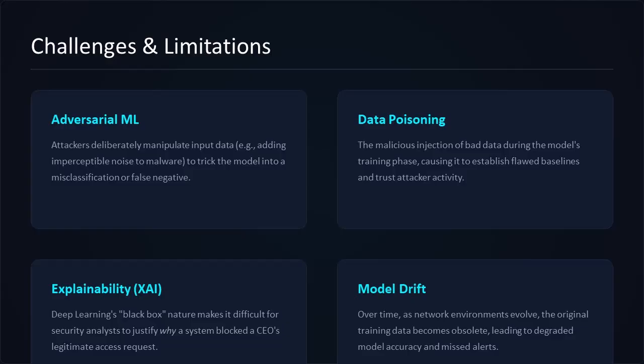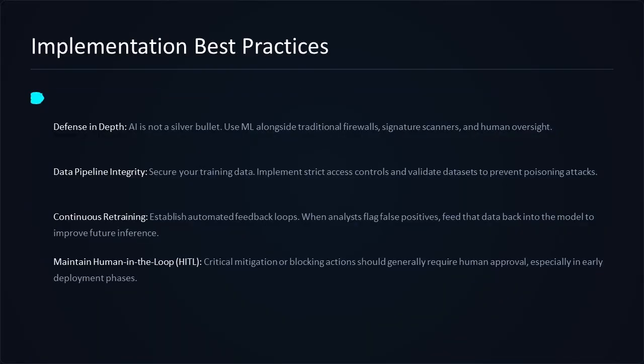Defense in depth. AI is not a silver bullet. Use ML alongside traditional firewalls, signature scanners, and human oversight. Data pipeline integrity. Secure your training data. Implement strict access controls and validate datasets to prevent poisoning attacks. Continuous retraining. Establish automated feedback loops. When analysts flag false positives, feed that data back into the model to improve future inference.